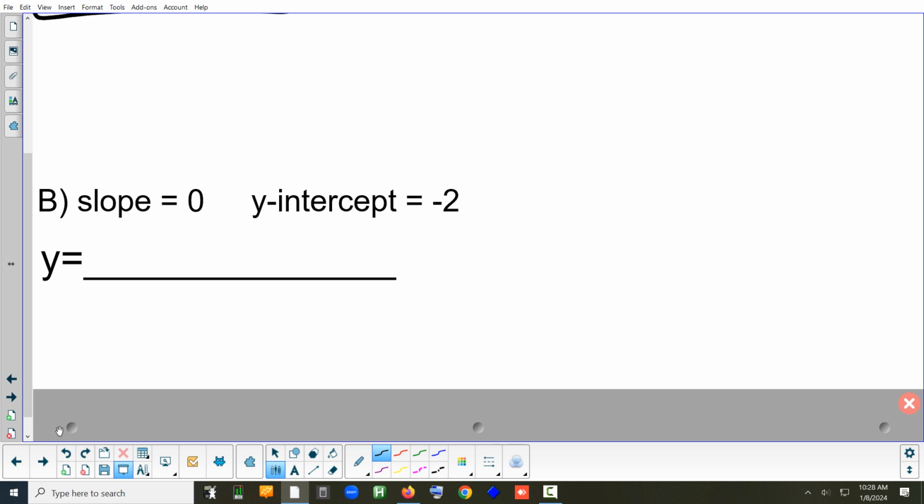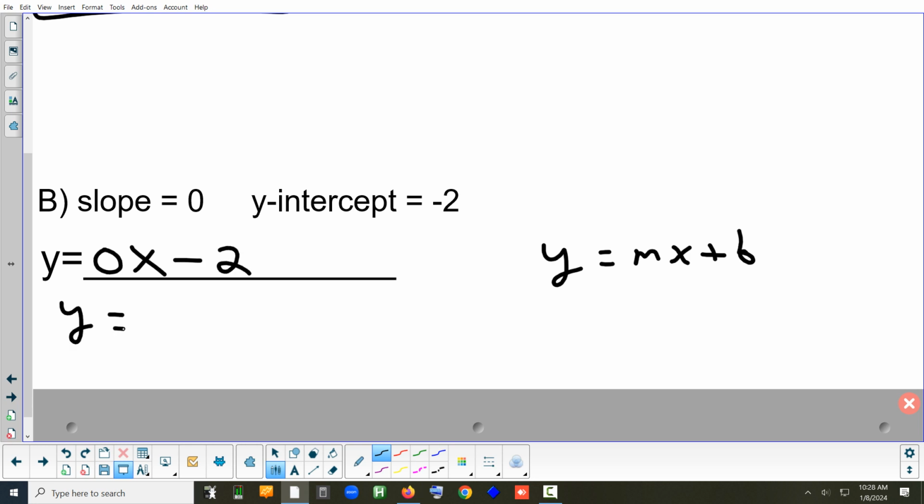All right. First of all, let's just write down the equation. Madeline, what's the equation we're using? Y equals mx plus b. All right. So y equals, what's m in this case? 0. So 0 times x. And what's b? -2.